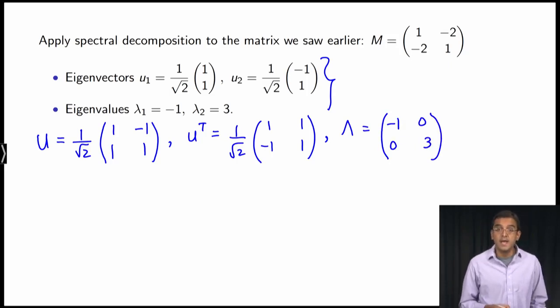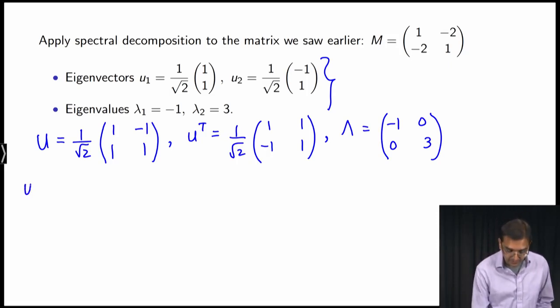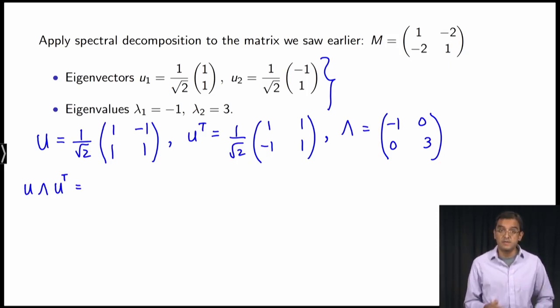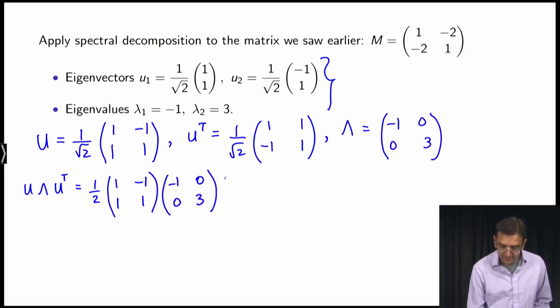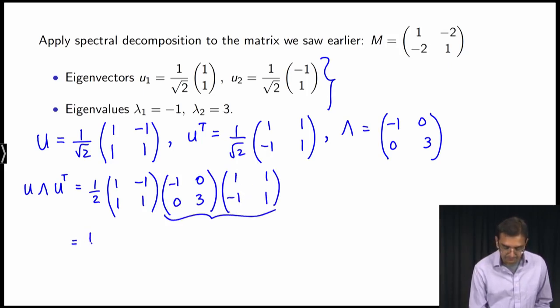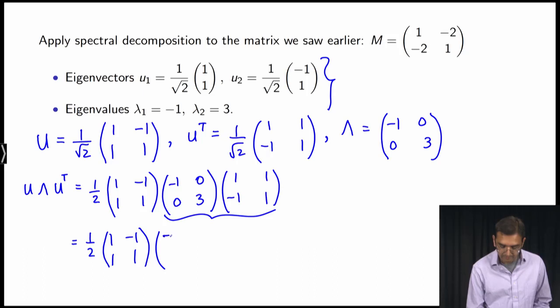Now let's go ahead and compute the spectral decomposition, U lambda U transpose. As usual, we can bring the constants in front. So we have 2 square root 2's, that just becomes a half. And our matrices are 1, -1, 1, 1, then -1, 0, 0, 3, and 1, -1, 1, 1. Let's start by doing these two. What do we get? We have -1, -1, -3, and 3.